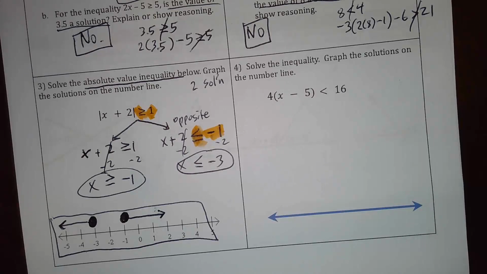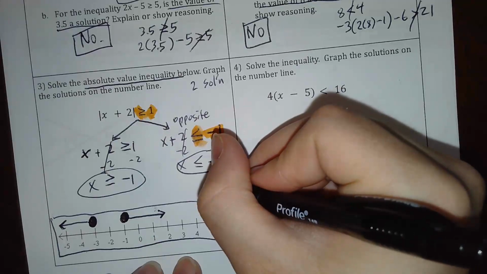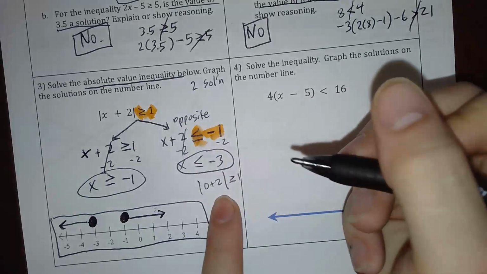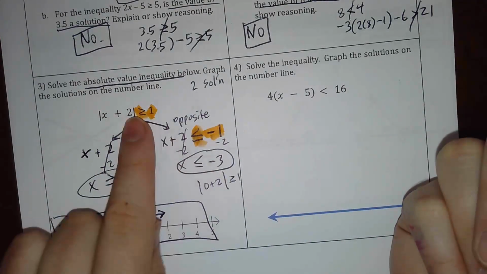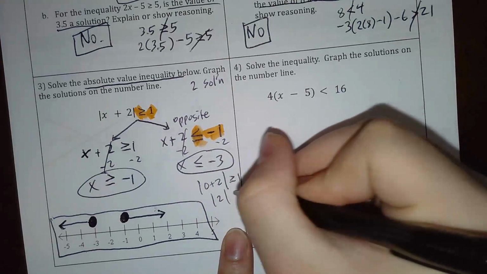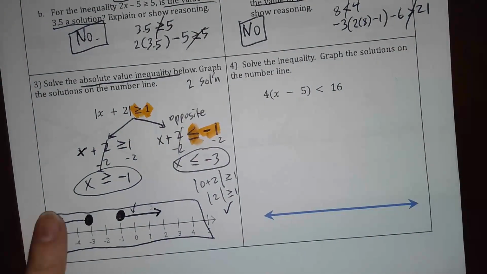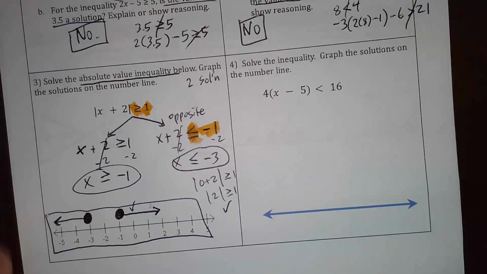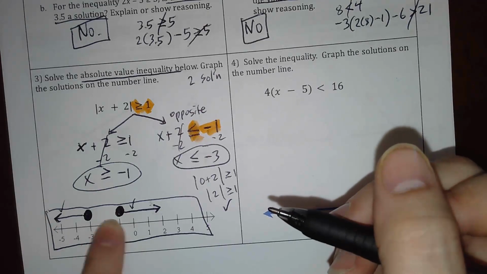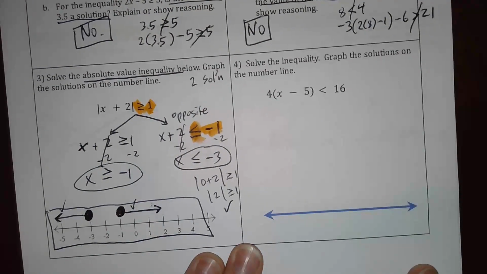Again, if you need to substitute some numbers in, I will show an example. If you substitute the number 0 in, would it give you a true statement? 0 plus 2, again, this is just the original inequality. 0 plus 2, is that greater than or equal to 1? Yes. So we know that 0 is a solution. You can also substitute some numbers in this region as well, and you'll get that the answers here are true, and these are not going to be solutions, the numbers that are in between -3 and -1. Okay, number 4.